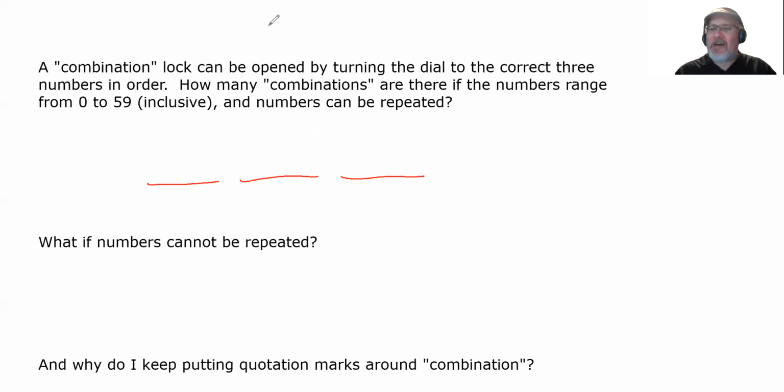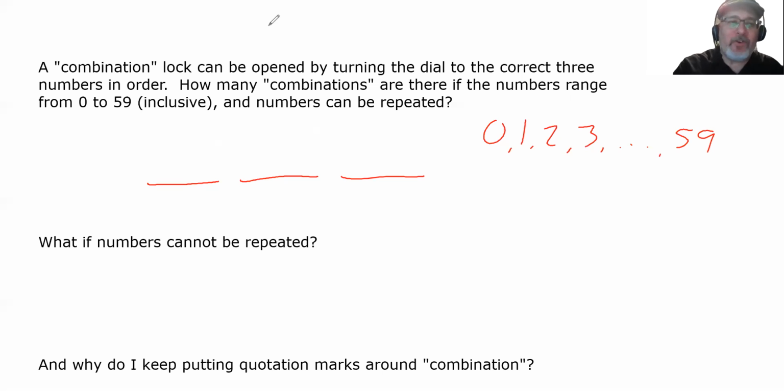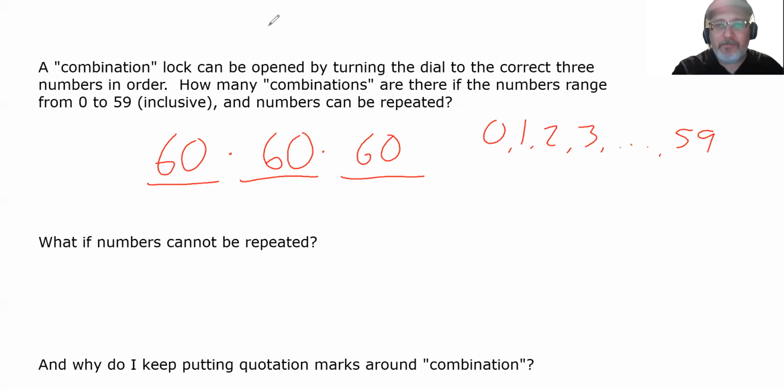Well, how many choices do I have for the first number in my combination? How many numbers are there from 0 through 59? Did you say 59? You're wrong. There's actually 60. Because if you started counting with the number 1 through 59, that would be 59 numbers. 0 would make it 60. There are 60 numbers we have to choose from for the first number in this combination. And since we can repeat, then we still have 60 choices and 60 choices again.